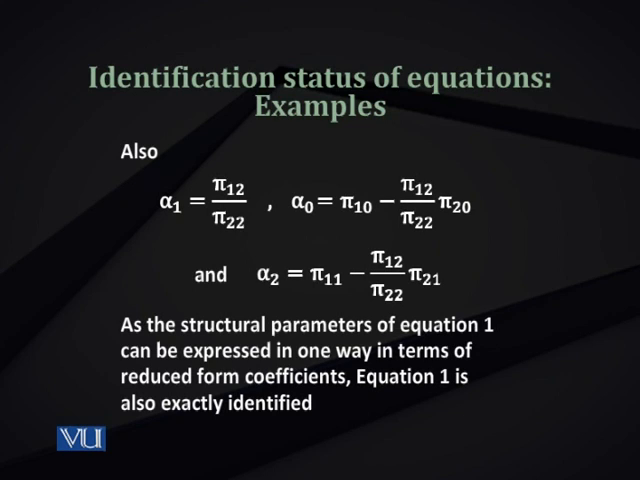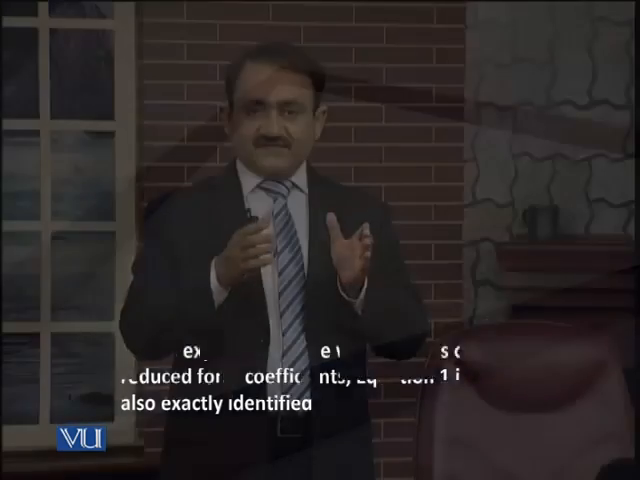To wind up today's lecture, let me tell you that if we wouldn't have been able to express these alphas and betas, the equations would have been unidentified. Maybe it was possible that we expressed betas in terms of reduced form coefficients, but we were not able to do that for alphas. In that case, the second equation would be identified, the first one wouldn't be identified.